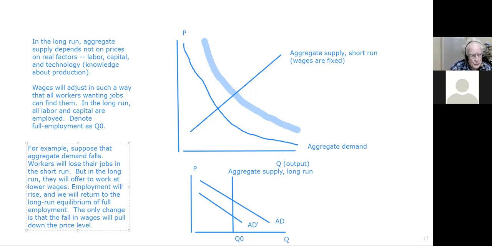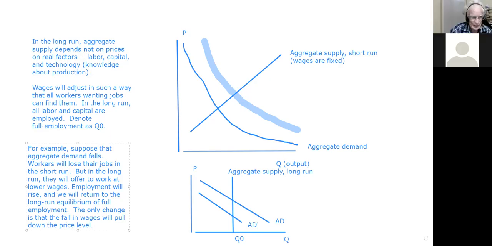I think everything else in the problem you can figure out from this background. Any questions about that problem? It's clear. Okay.